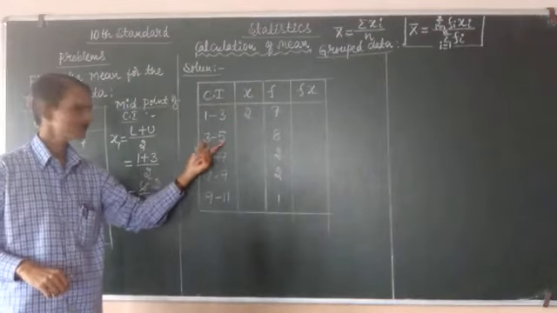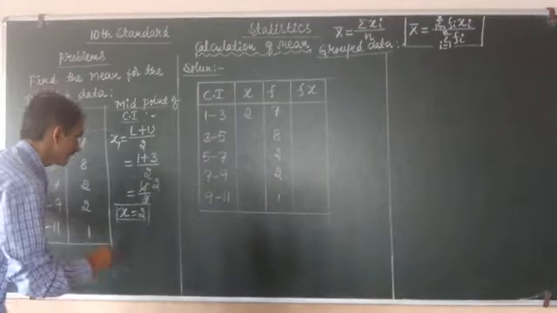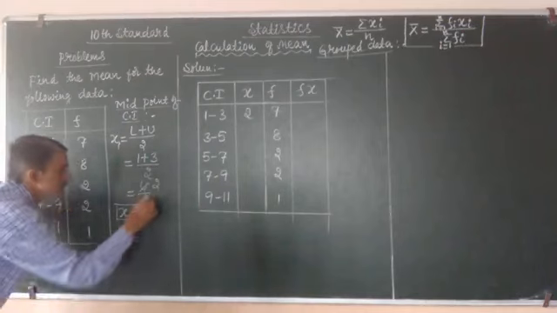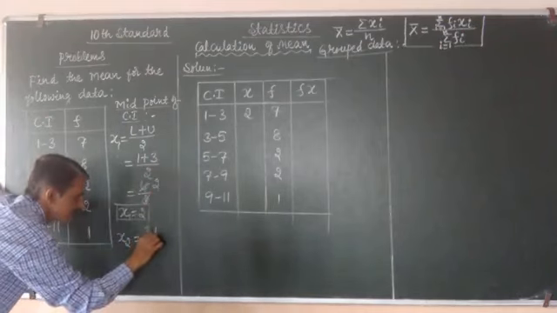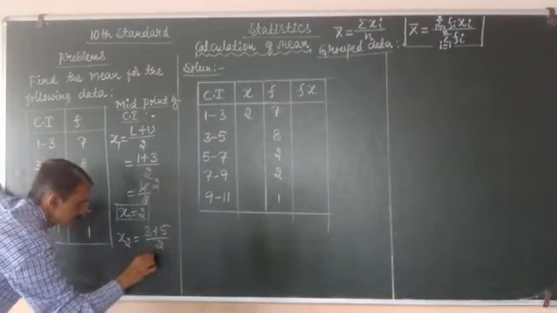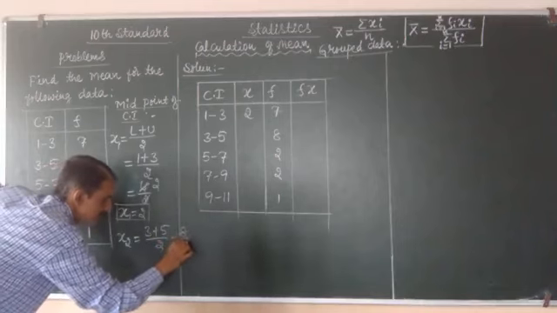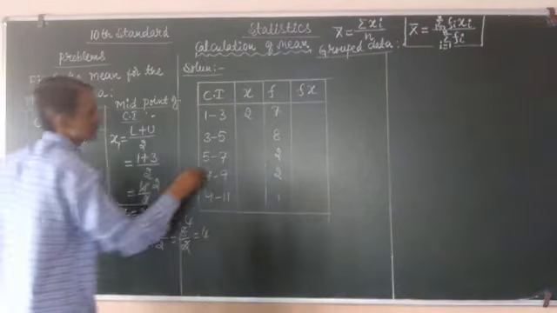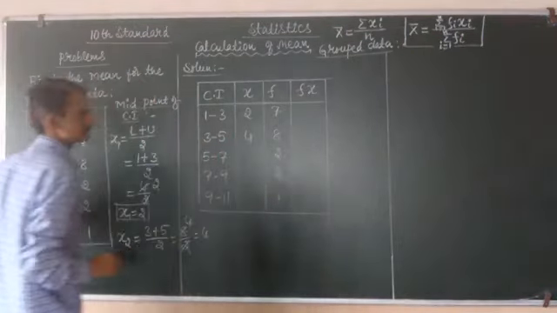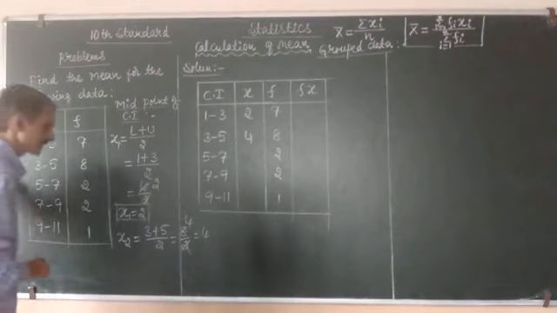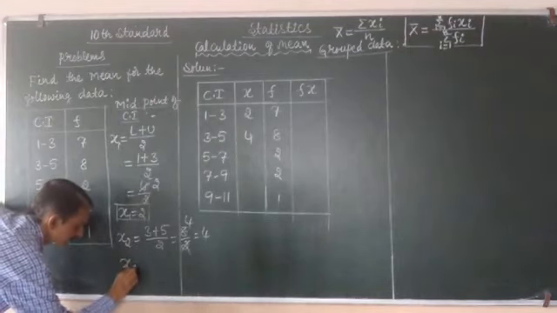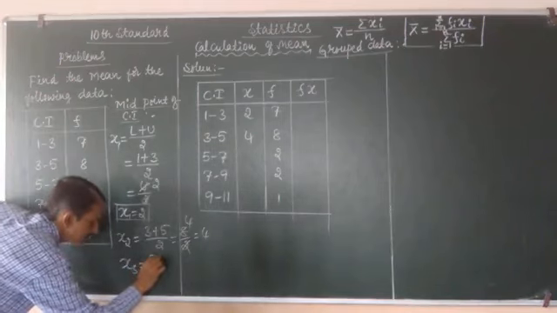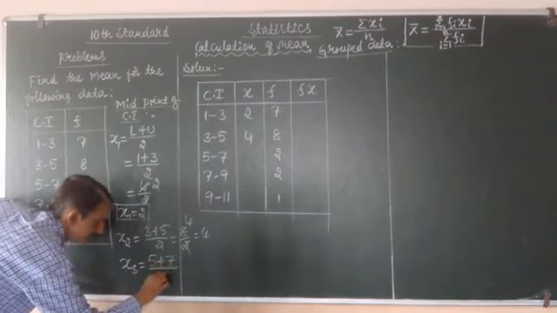Similarly, add these two, lower limit and upper limit. So then this is x1. If x2 equals 3 plus 5 by 2, which is equal to 8 by 2, 2 fours are 8, so its value is 4. Next, for the third score, the class interval is 5 plus 7 by 2.